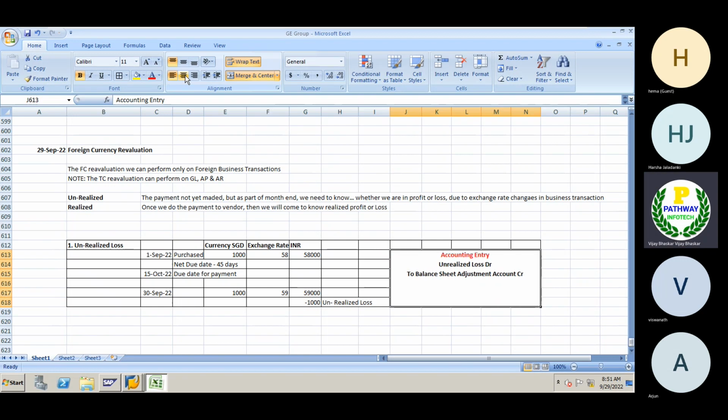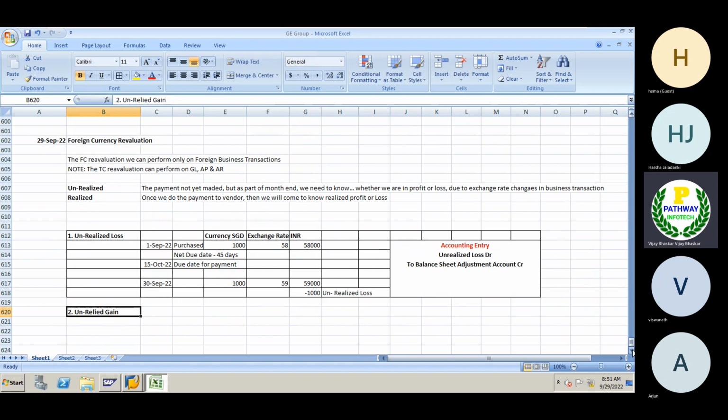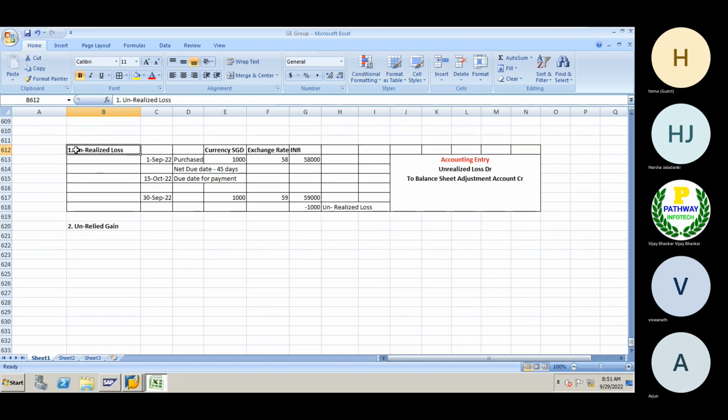I'll keep it in between only. Now the next one is the unrealized gain. Unrealized loss we have already discussed. What is the unrealized gain? How is it going to impact? Now I'll take the same example.